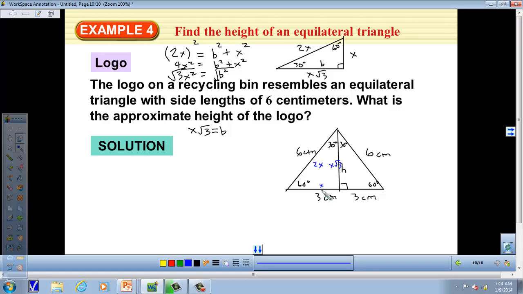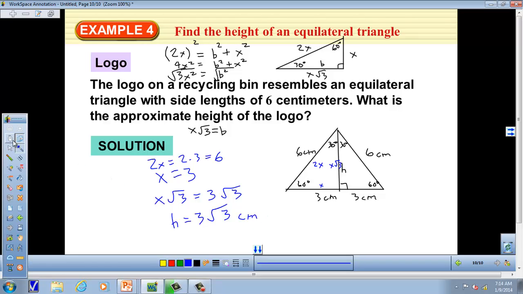In that case, if x is equal to 3, and 2x is equal to 2 times 3, or 6, then x rad 3 should be 3 rad 3. Hopefully you can see that. Again, x equals 3, so we plug the 3 in here and we get 3 rad 3 for our height. So our height is equal to 3 rad 3 centimeters.